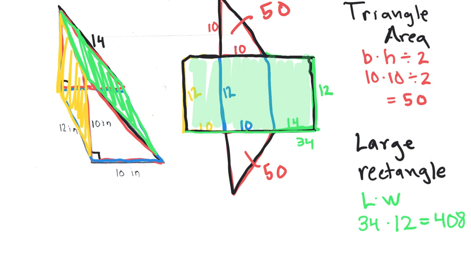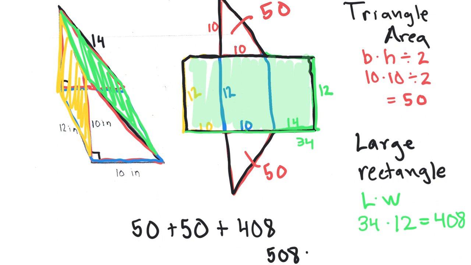And then to find the surface area, the total surface area will be our triangle areas. So we've got 50 plus 50 for both triangles. Don't forget both bases, both triangles. Plus the area of the giant rectangle, which is 408. 50 plus 50 is 100. 100 plus 408 is 508. And we're finding an area, so it's inches squared.